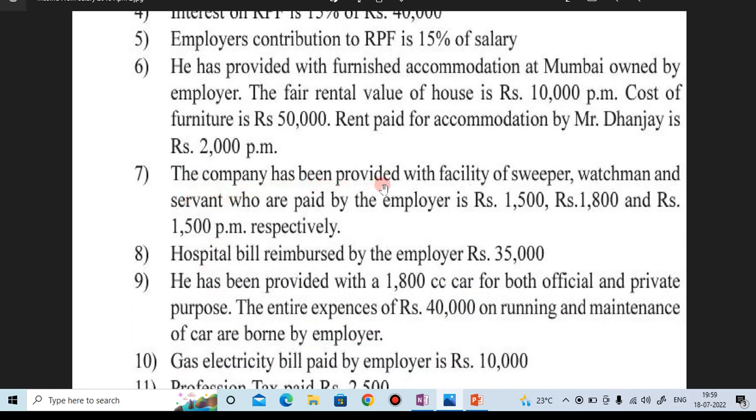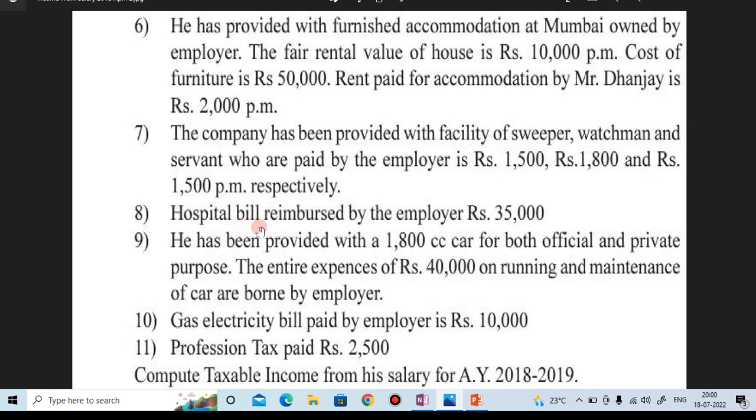Next, the company has provided the facility of sweeper, watchman and servant, who are paid by the employer, rupees 1,500, 1,800 and 1,500 per month respectively. This means the company has provided Mr. Dhananjay the facility of sweeper, watchman and servant, and their salary is paid by the employer. Next, the hospital bill reimbursed by the employer is rupees 35,000.